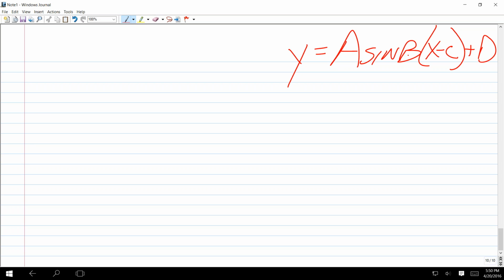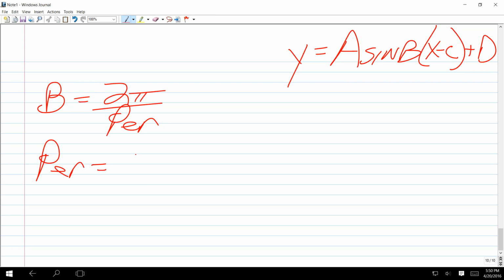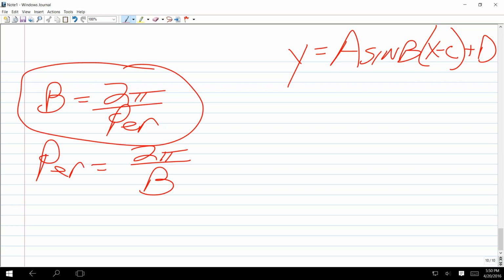The most important thing to remember here is what b is. b is 2 pi over the period, because you always have to make that translation, going one way or the other. In other words, if they give you a graph where you can measure the period, then you can figure out b using that. If they give you b and they want you to graph it, well, you can figure out the period using that.